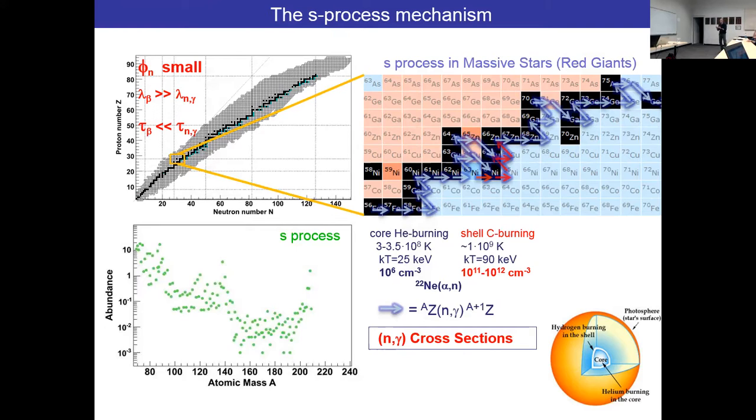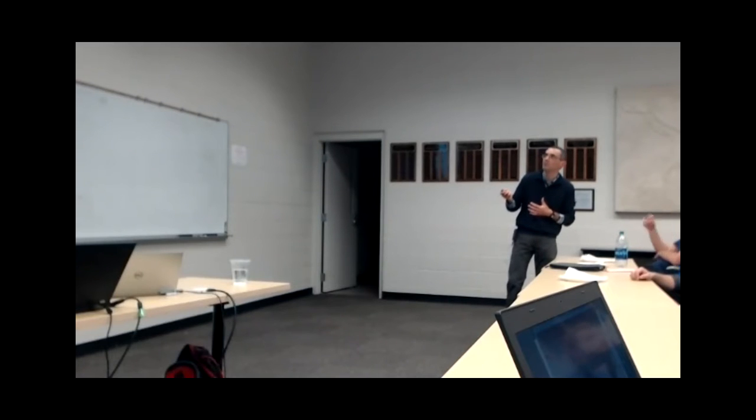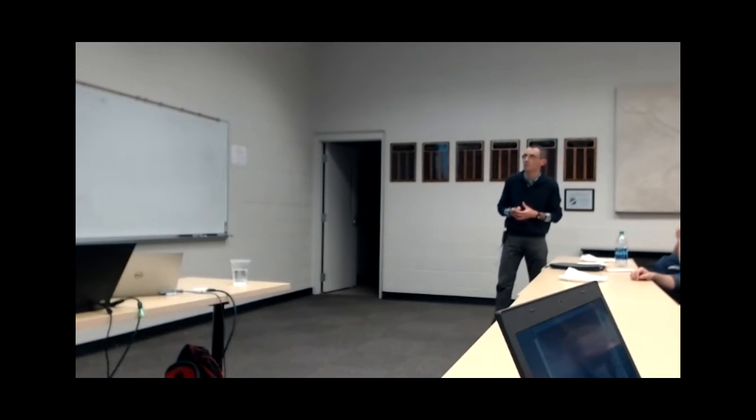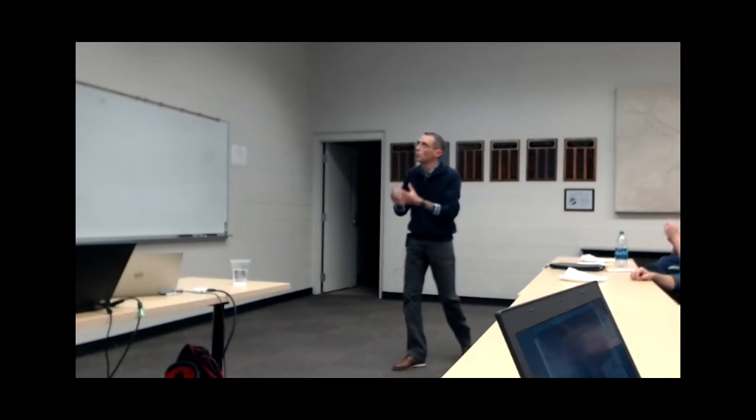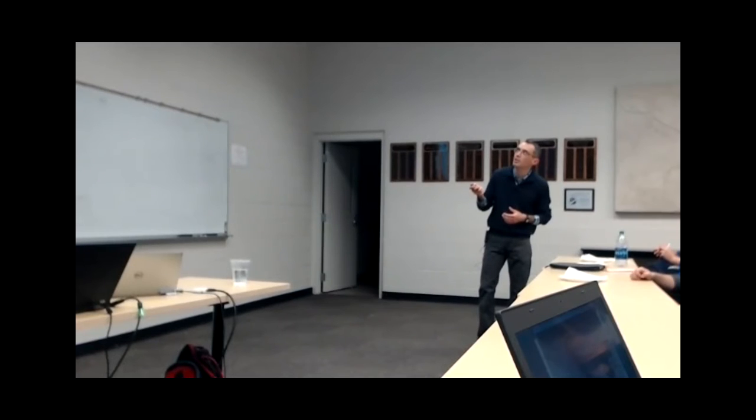So this makes a local abundance pattern, an isotopic pattern, which is very sensitive to the physical conditions of the stellar environment. For example, if you have a high neutron density, as we have during shell carbon burning, then this branch will be favored, and you will produce more zinc-66 rather than zinc-64, and the opposite. If the neutron density is low, then you produce more zinc-64. So to learn about these neutron densities, one needs to measure the neutron capture cross-sections of the involved nuclei.